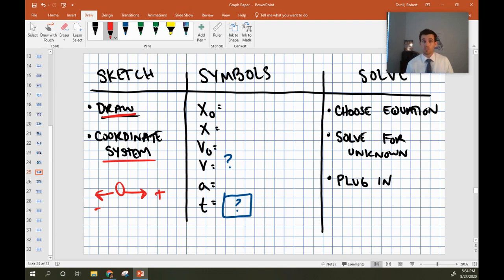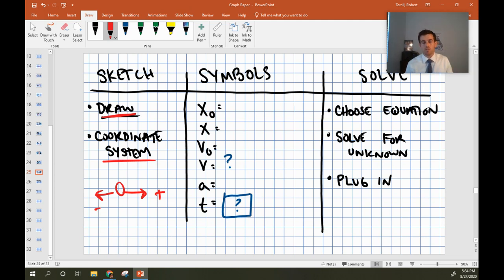And for now, for this particular unit, this is the list of symbols that you need to write every time. X naught for initial position, X, V naught, V, acceleration, and time. When we get to projectile motion, all that we're going to add is another column for all of the Y variables. But get in the habit of always writing these all out and then going through the problem and going through your sketch to figure out what these are. And then finally, we're going to solve.